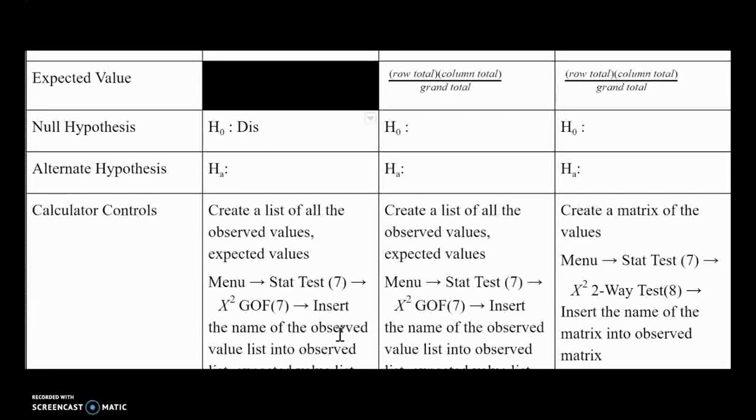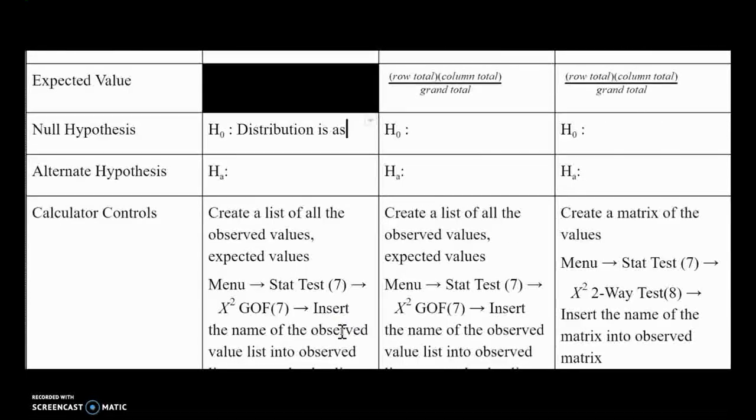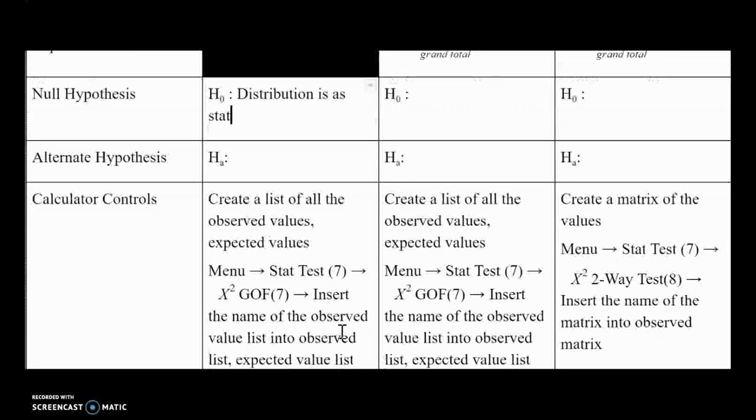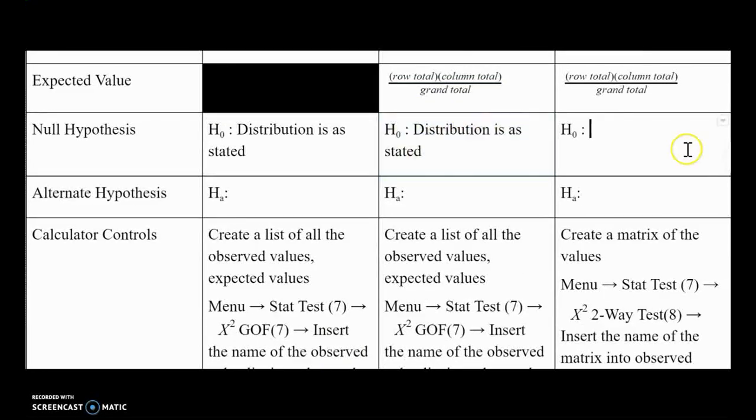So for goodness of fit, the null is that the distribution is as stated. I'm just going to copy this onto this because for homogeneity, it's the same thing. The distribution is as stated.